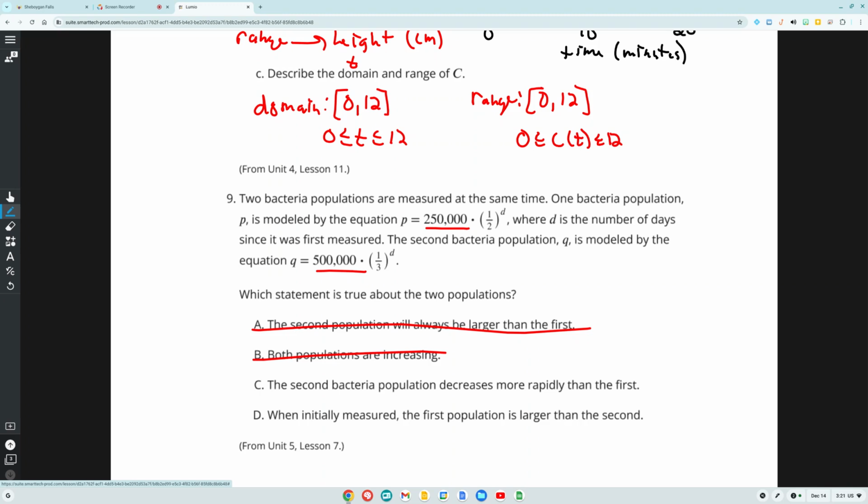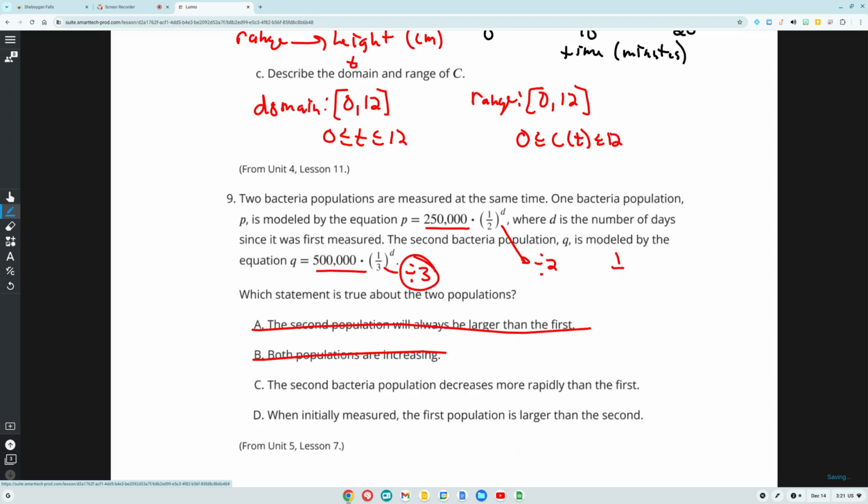C says the second bacteria population decreases more rapidly than the first. I think we have a winner here. The reason being is if I multiply by 1/3, I'm really dividing by 3. And if I multiply by 1/2, I'm really dividing by 2. Dividing by 3 makes it get way smaller.